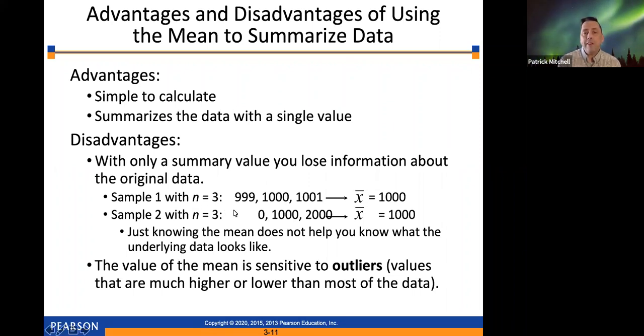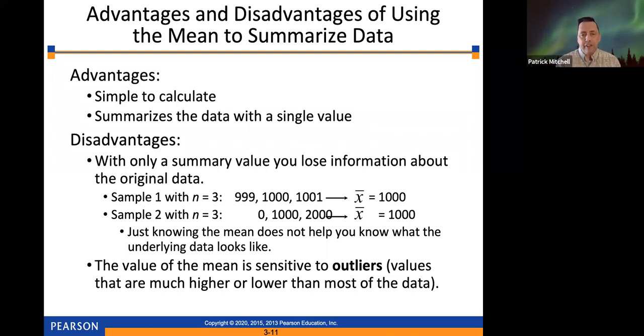So compare these two samples of size 3. If one sample was 999, 1000, and 1001, the mean of those values is 1000. But if the second sample's values were 0, 1000, and 2000, the mean of those is also 1000. And obviously they are very different samples. The mean can't tell the difference between those two. So just knowing the mean does not help you know what the underlying data looks like.